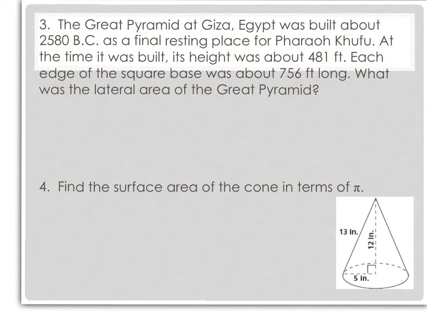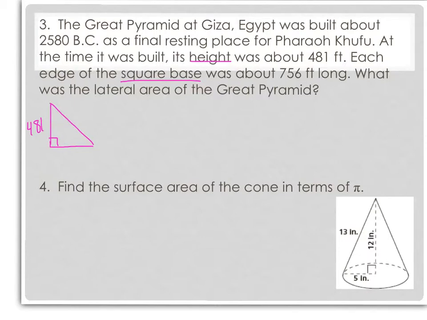Okay, so we are given that we have a square base. Our sides are 756 feet long, and then our height is 481 feet. But we need the slant height in order to use our lateral area formula. So in our pyramid, we would have a right triangle. It says the height was 481.